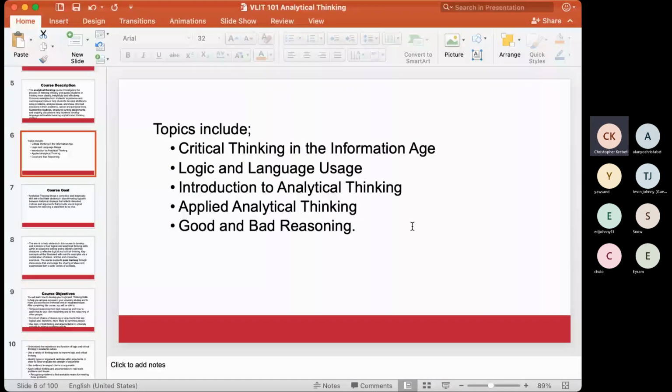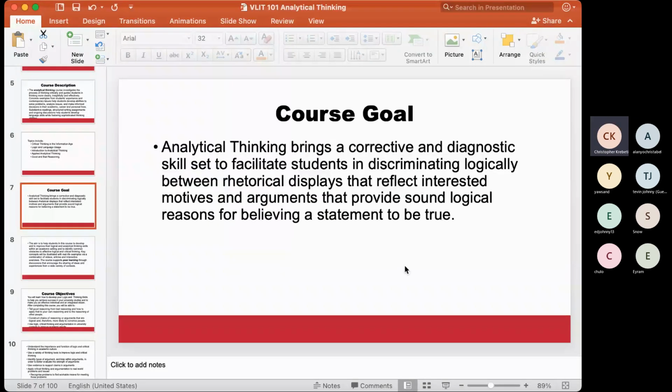Okay, my friends, these are the topical areas we are looking at for analytical thinking: critical thinking in the information age, logic and language usage, introduction to analytical thinking, applied analytical thinking, good and bad reasoning. What is the goal of the course? The goal of the course is to bring some corrective and diagnostic skill set to help you to be able to discriminate logically.